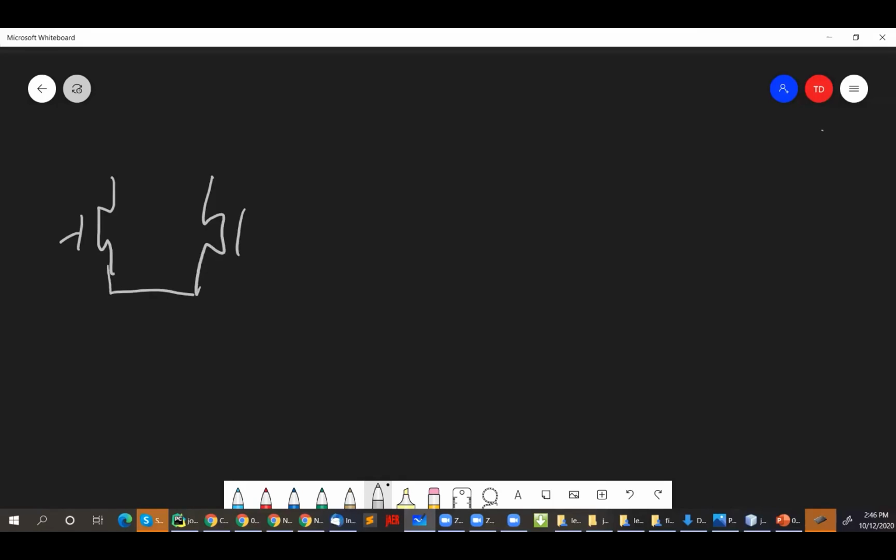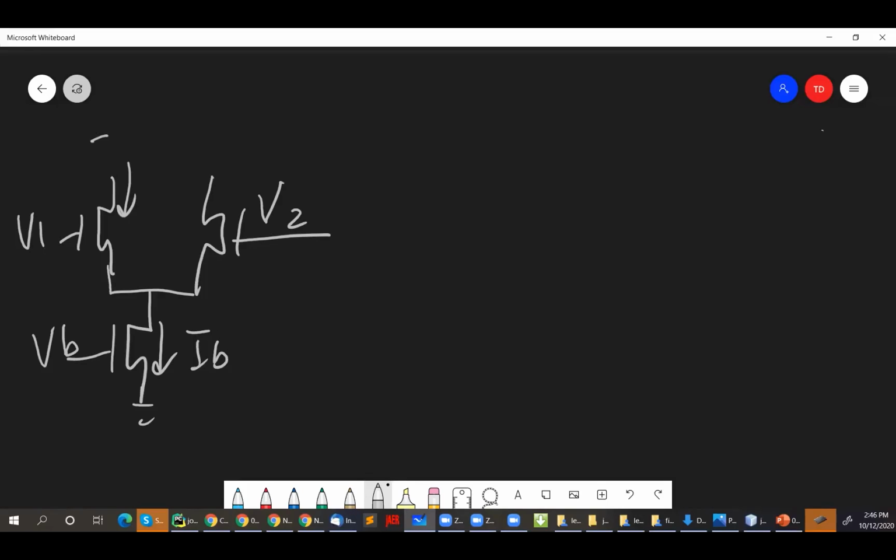So here's the diff pair. It's going to have a bias current, IB. Should we call this VB? And this is V1 and V2, right? And the question is, if I change the voltage of V1 versus V2, then how does the current that flows through these legs change as a function of V1 versus V2? Oh, okay, you appreciate it. Okay, all right. Yeah, I'll do that in a second.